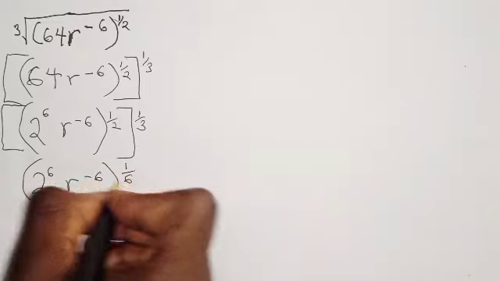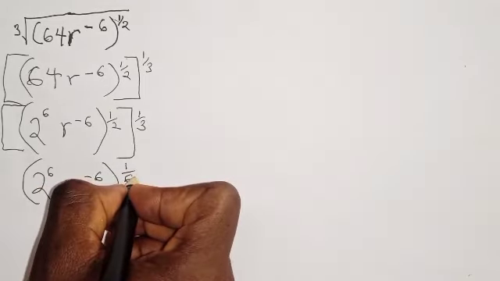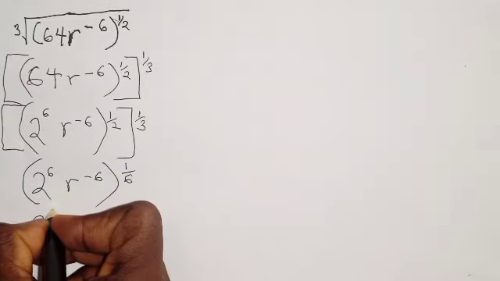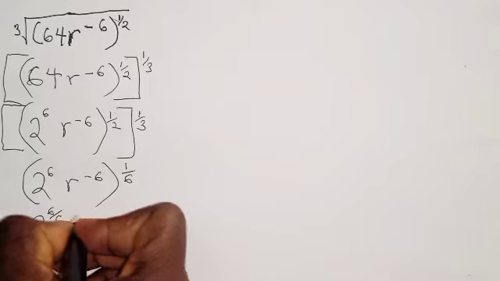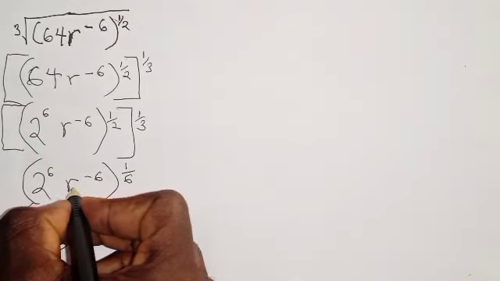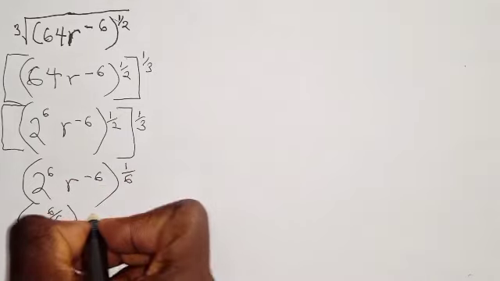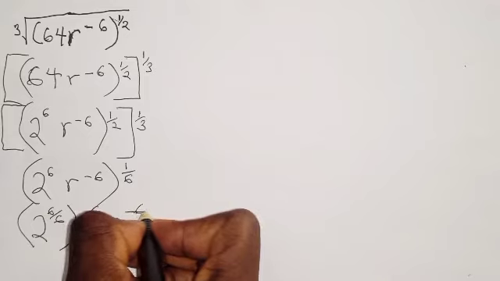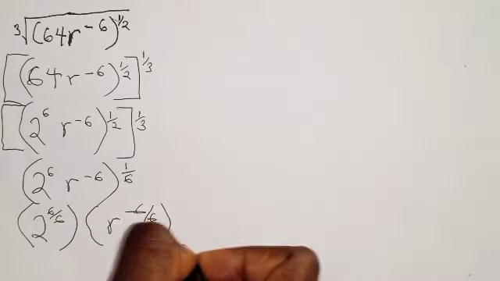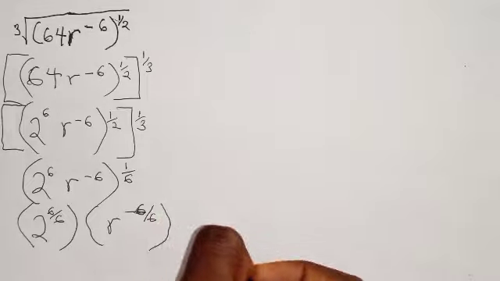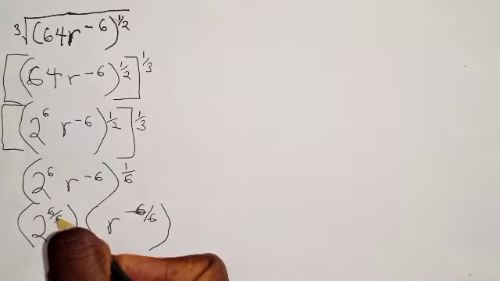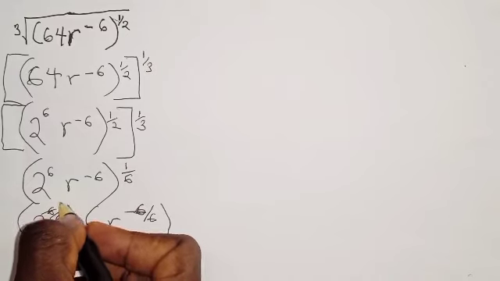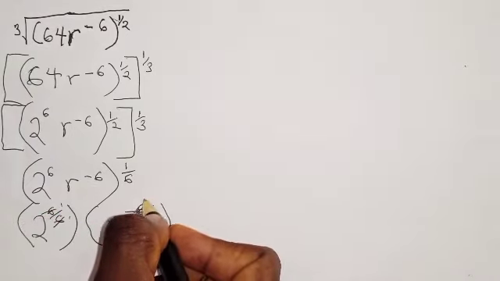So this simply means 2 raised to power 6 multiplied by 1 over 6, and that's going to give me 2 raised to power 6 over 6. R raised to power minus 6 is going to multiply these two, and that's going to give me r raised to power minus 6 over 6. So right now we have similar numbers, so we can cancel out. This here 1 1, this here also 1 1.